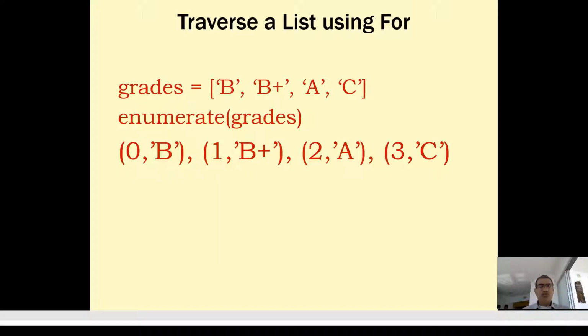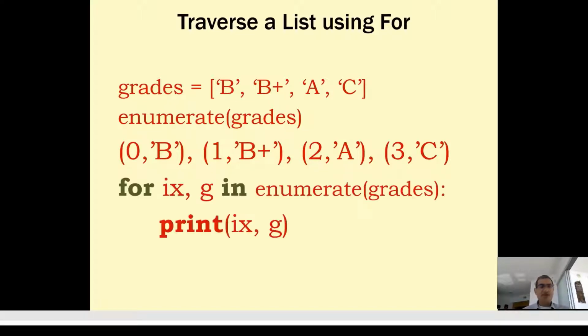Now notice how I can take the previous for loop that we saw in the previous video and do the same thing. We just say for ix, g instead of g, because there is both an index as well as an item in enumerate(grades). You can print both ix and g, and it will print 0, B, 1, B plus and so on. Okay, now let's actually go over to Python and take a look at this in action.